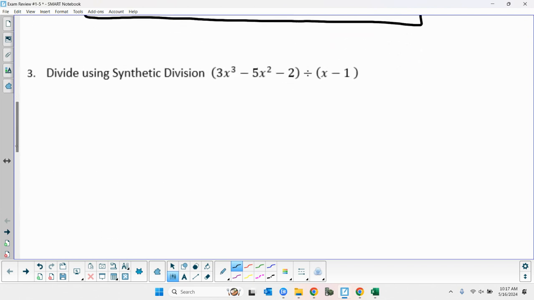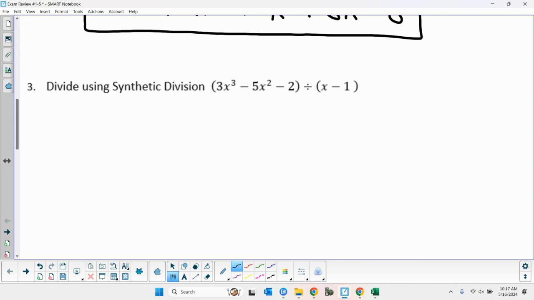Right, synthetic division. Since we're dividing by x minus 1, what do I put in the corner? Positive 1. Positive 1, right. What makes that equal to 0 is what you want to put in the corner, okay? Now, you use the coefficients. You got a 3x cubed. You got a negative 5x squared. What's missing? An x, right? So what do I put when something's missing? 0. Good.